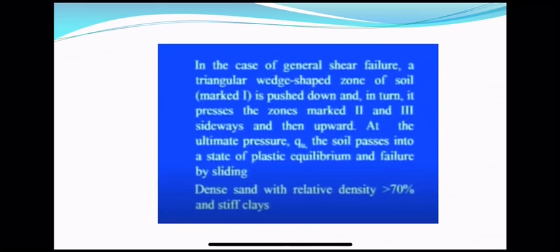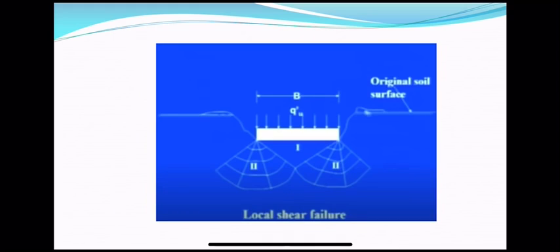Now such type of failure occurs in the case of dense sand with relative density greater than 70%. In the case of loose sand, another type of failure will take place, which is the local shear failure. You will find that the plastic zones are not clearly defined, but are subdued, and the bulging is very small as compared to the general shear failure.